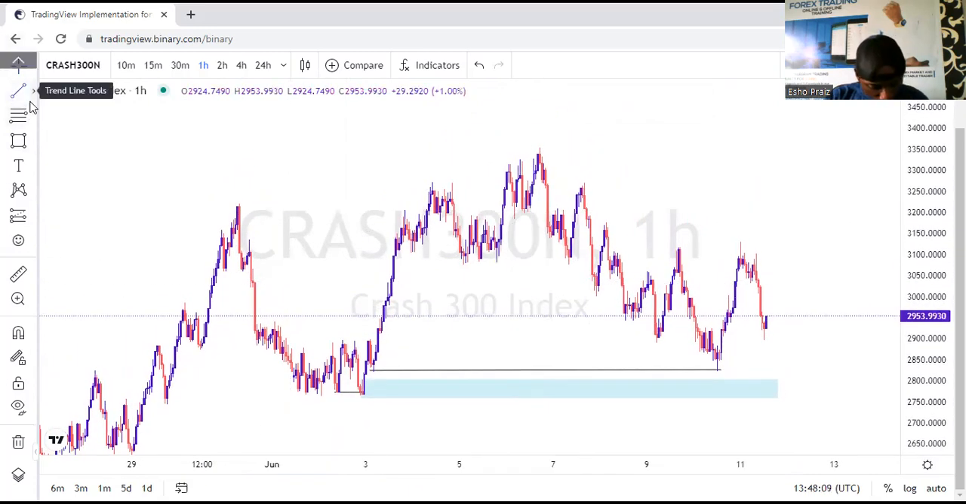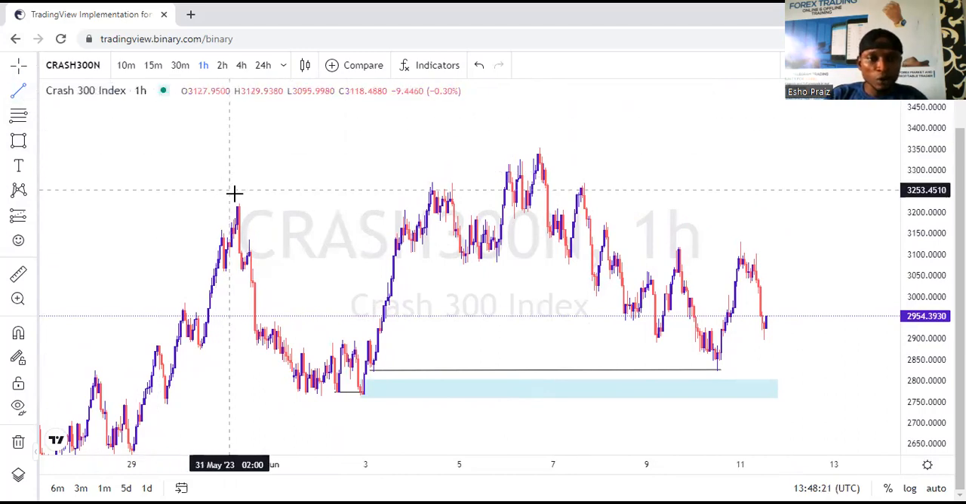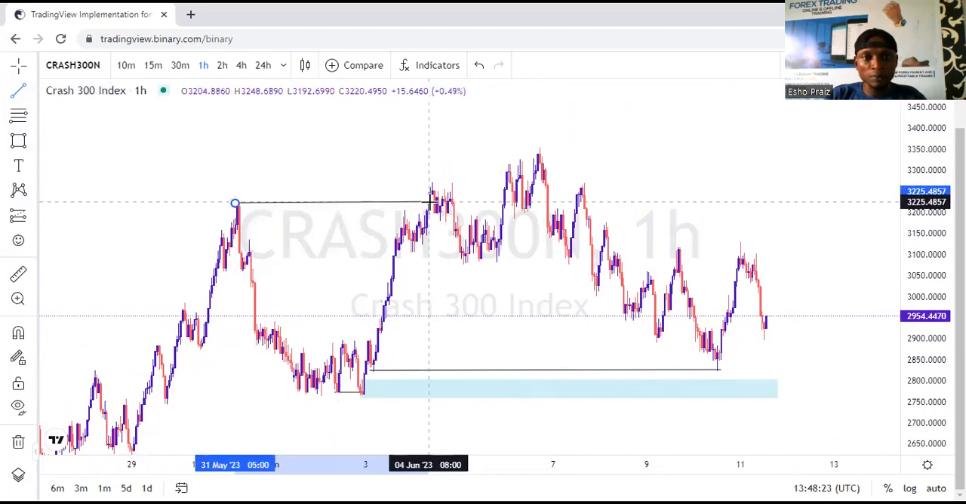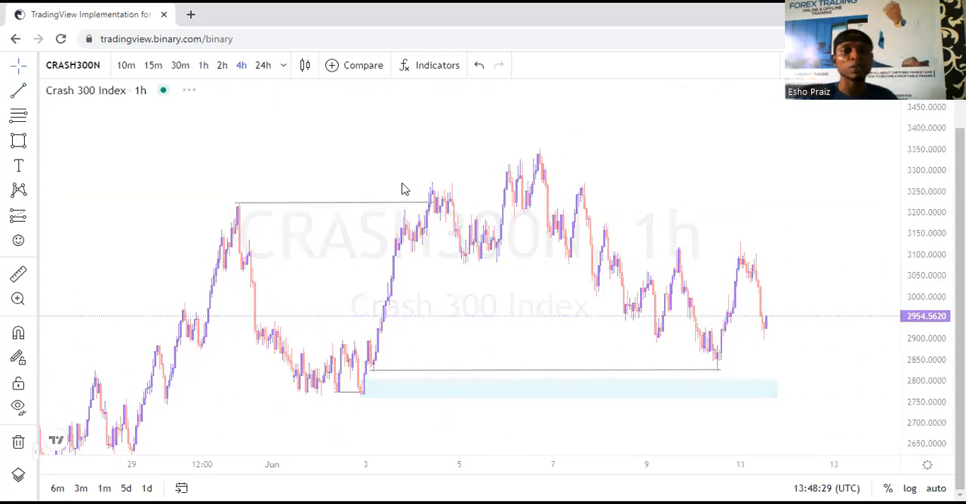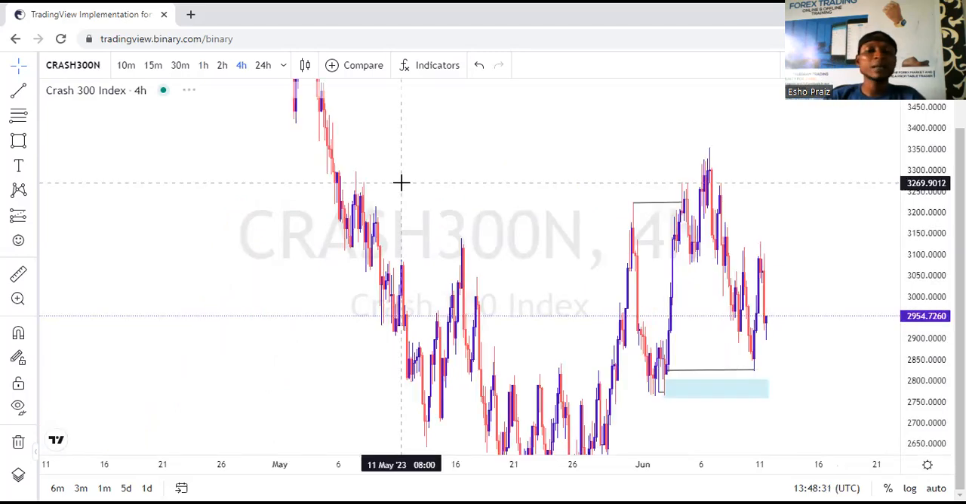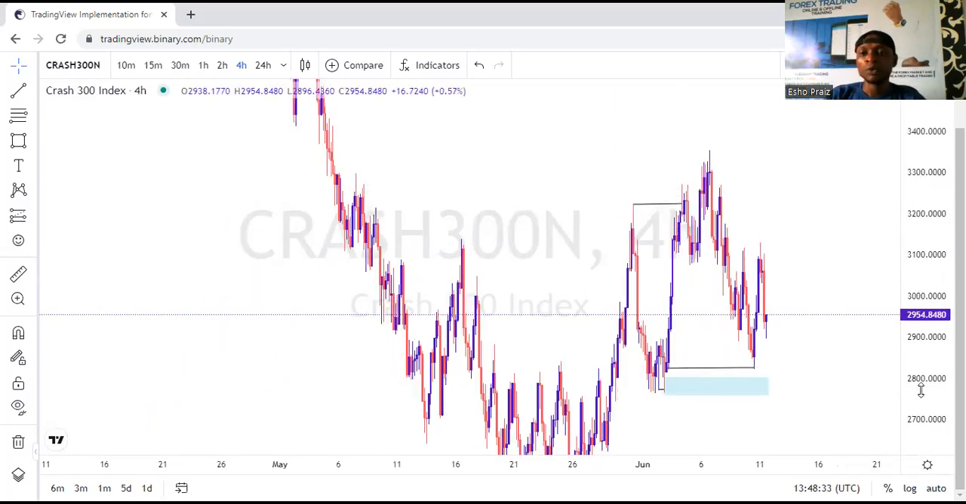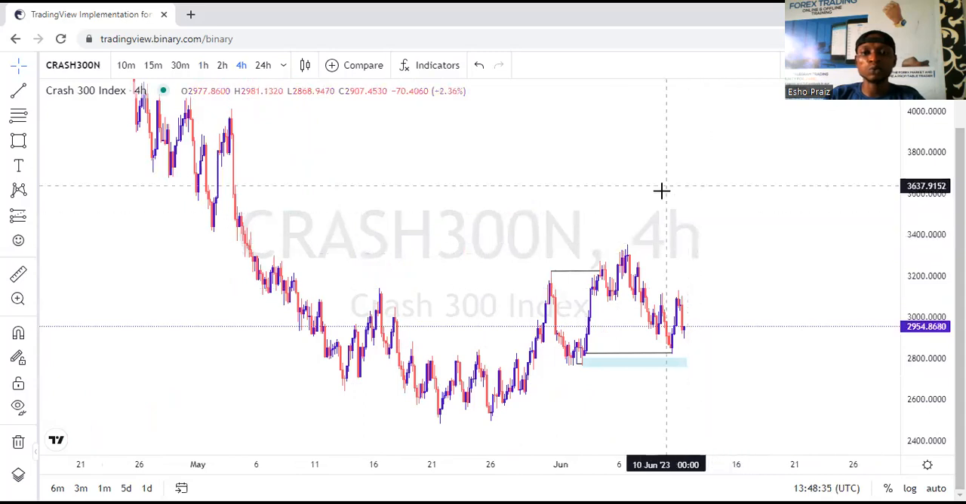And also, this one confirmed as our what? Break of structure to the upside because we are still in a bullish market. If you go to 4 hours, you're going to see what I'm trying to say. In the 4 hours time frame, the market is what? Bullish. You understand? We are still expecting the market to do what? To go long. You can see.